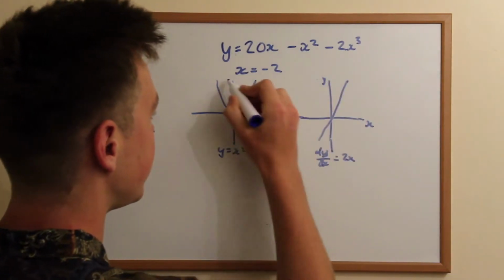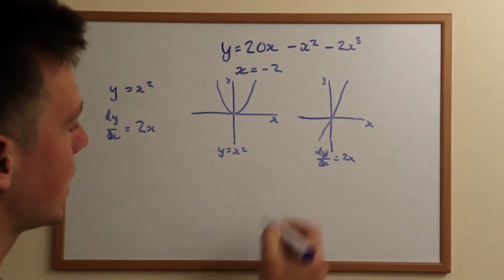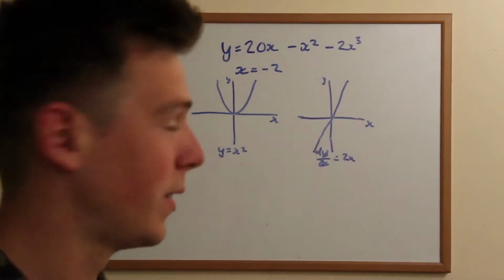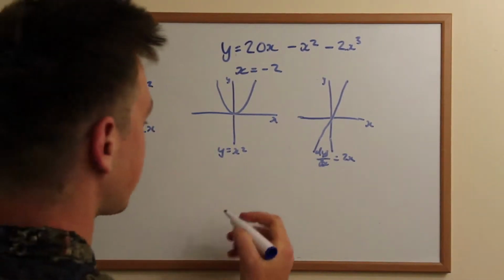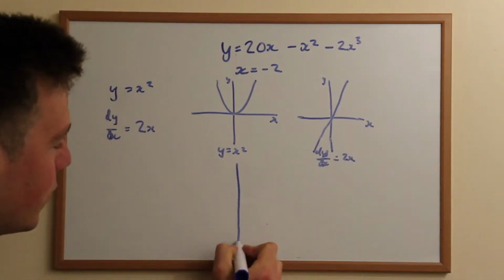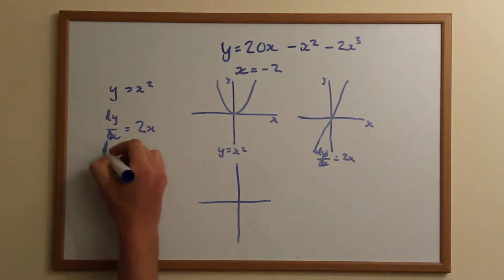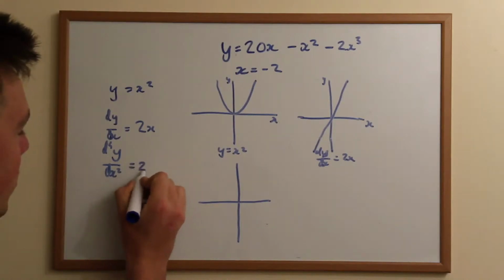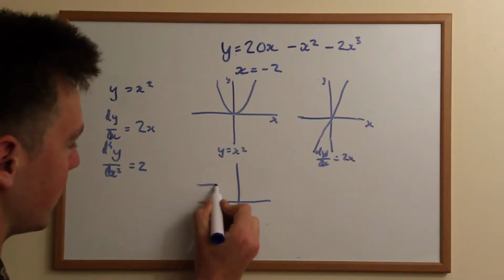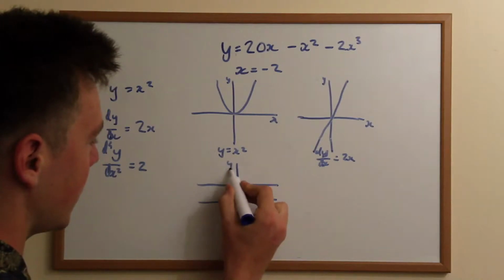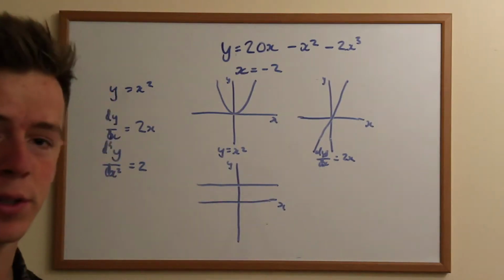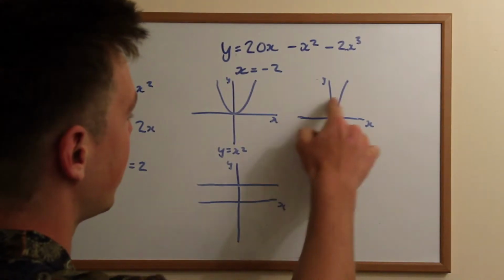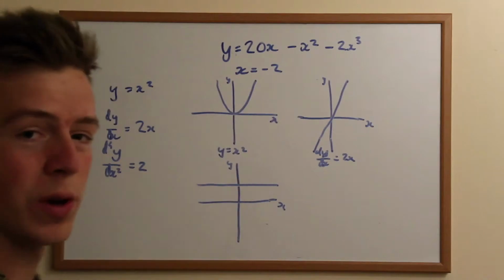Okay. So for every x we have two y values. Now, for the second order differential, d2y by dx squared, that's going to equal 2. So that graph will simply just be a line at 2. So basically this graph says how the gradient changes on y equals x squared.